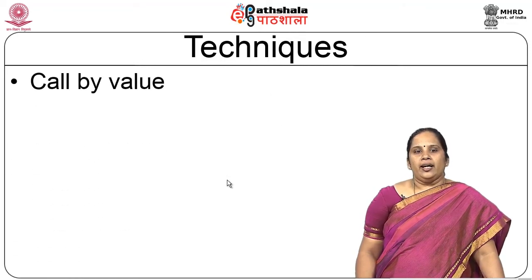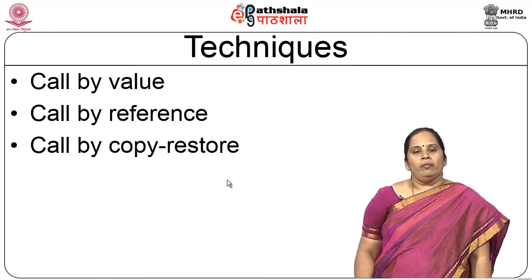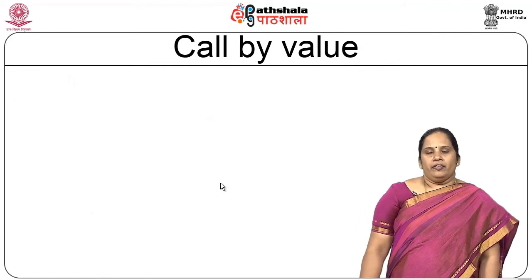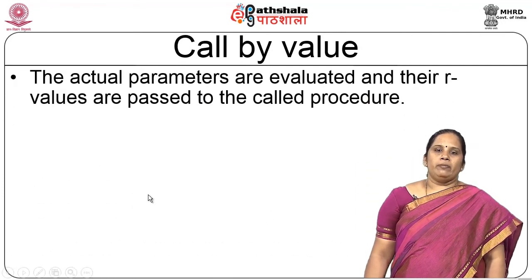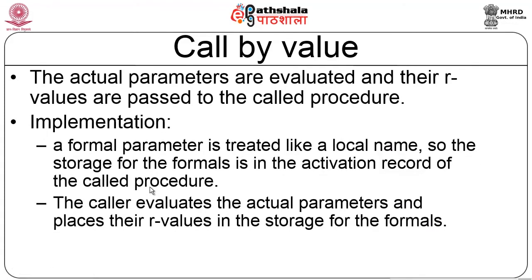So the techniques are typically call by value, call by reference, call by copy restore, and call by name. The first one is call by value, which is typically used by programming languages like Pascal and C, where the actual parameters are evaluated and their R values, that is right hand side values, are passed to the called procedures. The implementation here is a formal parameter is treated like a local name.